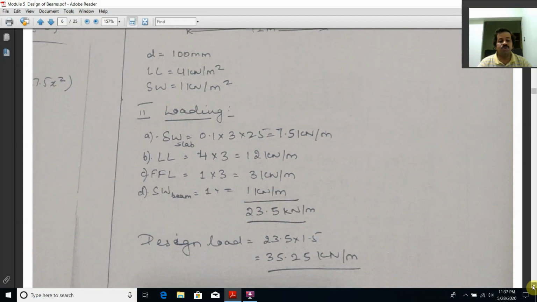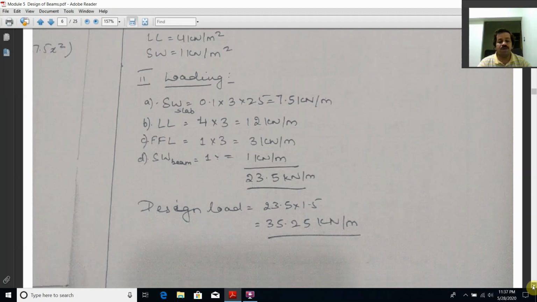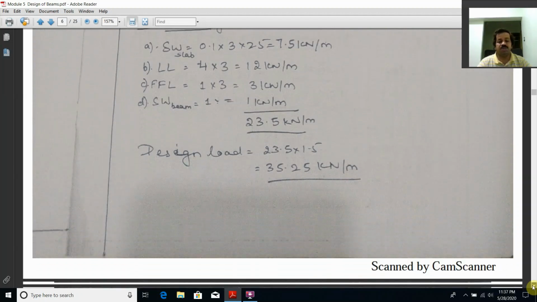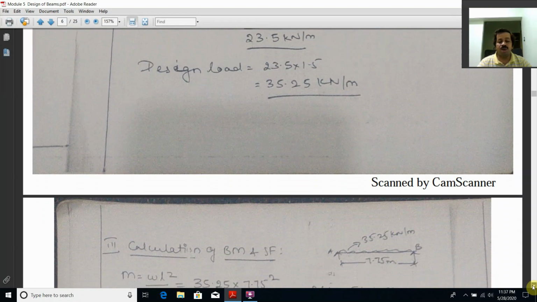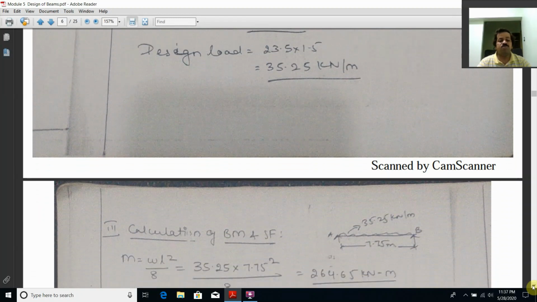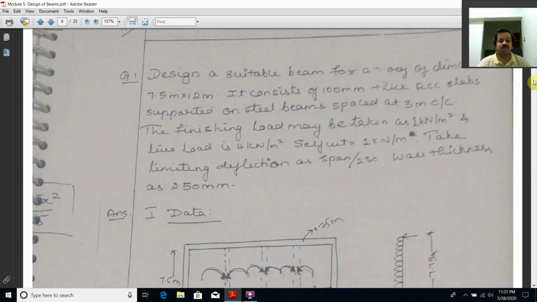Now design load is equal to 23.5 into 1.5, I get 35.25 kilonewton per meter. As it is a simply supported beam, apply the formula for bending moment, M is equal to WL square by 8. Apply here. Now how do I get 7.75?